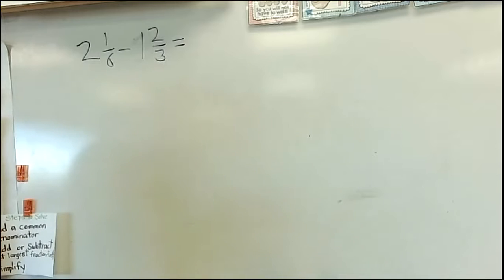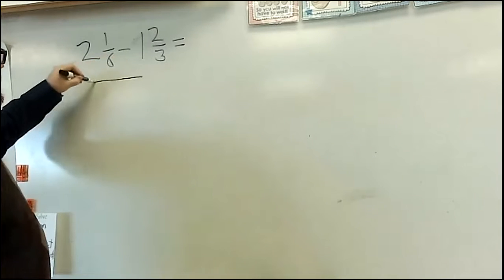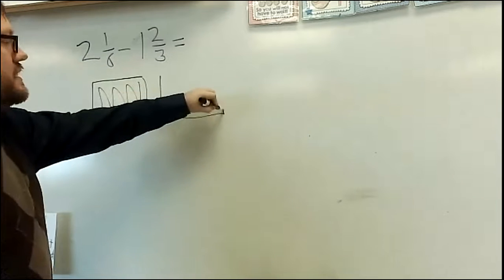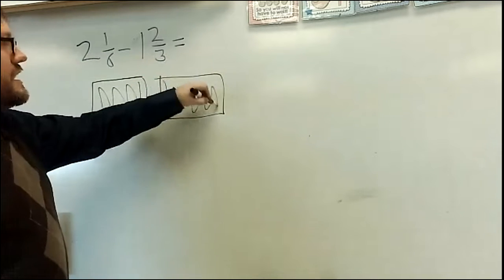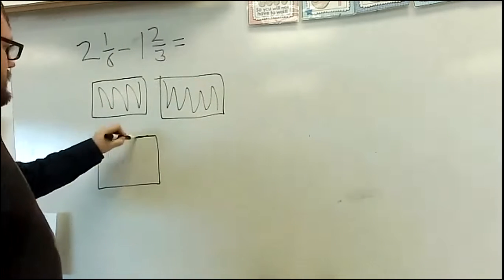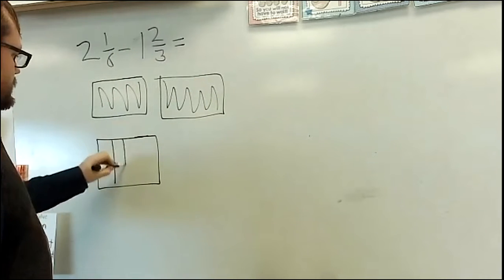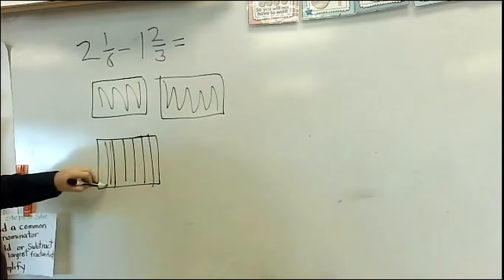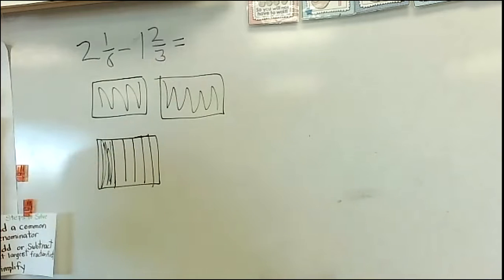Go ahead, and the first thing you should do is draw your 2 wholes. Hopefully you already have that on your paper. Remember, you shade them in just so that you know, okay, got it shaded. Then I'm going to draw my 1/6 down here. Remember, 1, 2, 3, 4, 5, 6 sections, and then shade one of them.